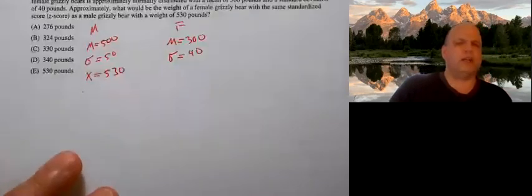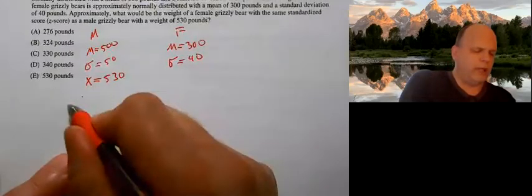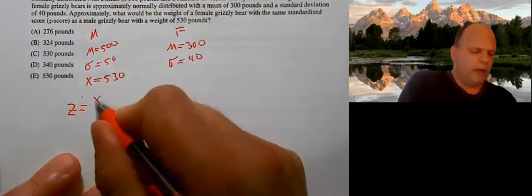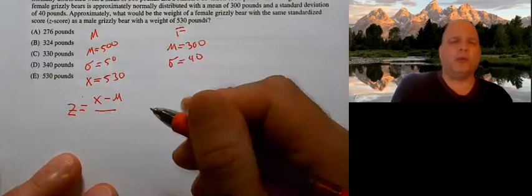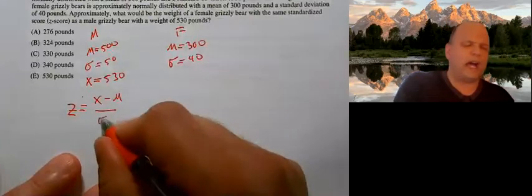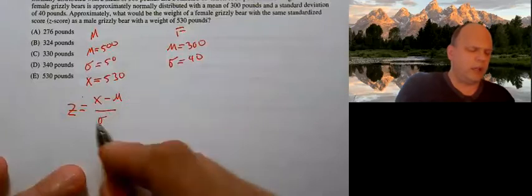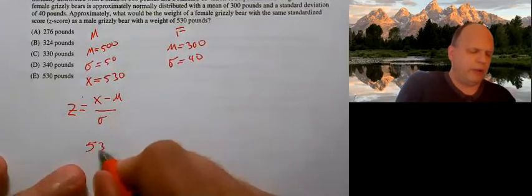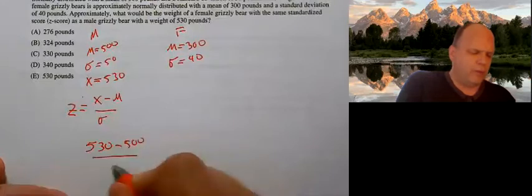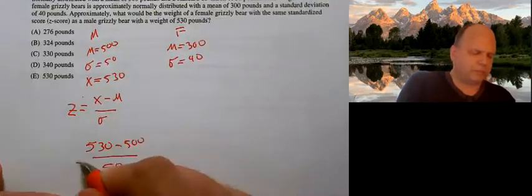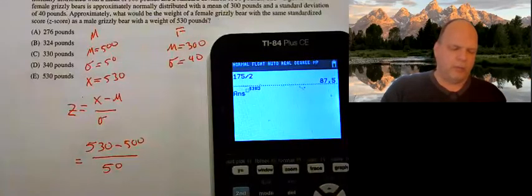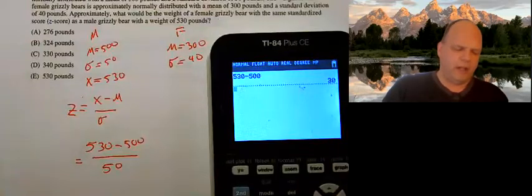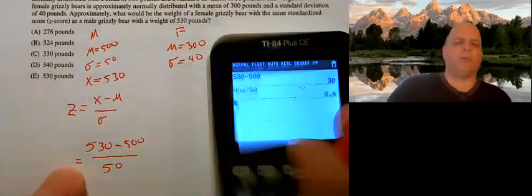So let's go ahead and calculate a Z-score. Now they told us they were normal, but really that wasn't necessary because we're not actually calculating probabilities. If we're calculating probabilities, we need to know that they're normal. But since we can just use a Z-score, we didn't need to know that, but it was nice. 530 minus 500 over 50. And when I do that, 530 minus 500 divided by 50, I end up getting a Z-score equal to 0.6.